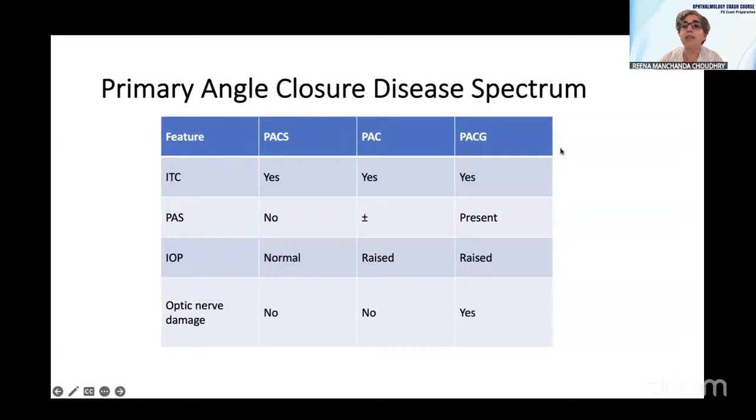Now, this is just the table form of the same thing, and this is pretty nice to put in the exam for the examiner to know that you know this very well. So as we said, in PACS you only have the ITC and no synechiae, normal pressure, normal nerve. Whereas in PAC, you'll have the ITC with maybe or maybe not a goniosynechia, but the IOP will be raised, and the optic nerve is normal. In PACG, you will have ITC, some goniosynechiae, raised pressure and an optic neuropathy as well.